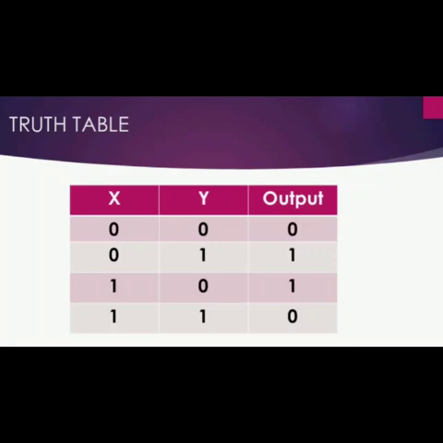By looking at the truth table, you can understand that the XOR gate produces a 0 when both the inputs X and Y are equal, which means if both X and Y are either 0 or 1, then the output will be 0. And if X is 0 and Y is 1, or X is 1 and Y is 0, then the output is 1. So it is called the basic comparator.